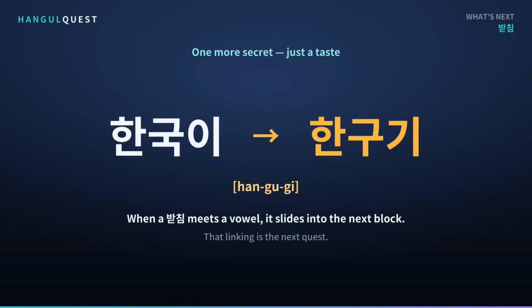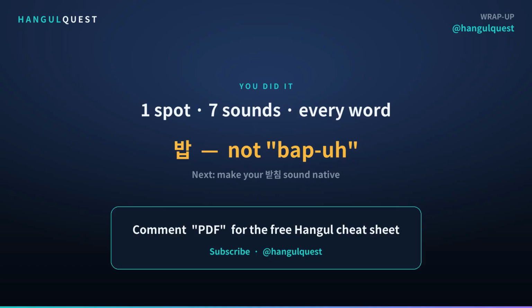One more secret, just a taste. When a bachim is followed by a vowel, it doesn't just sit there. It slides over and links into the next block. Hanguk becomes Hangugi. That linking is what makes spoken Korean flow. And it's the very next quest. For today, you've got the piece that unlocks the words themselves. 한국이.